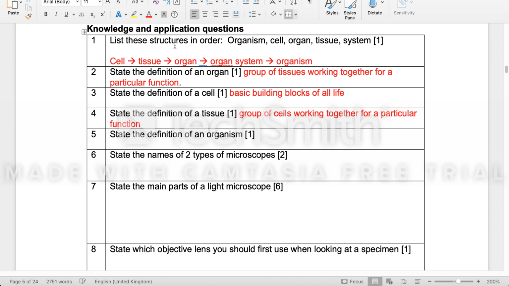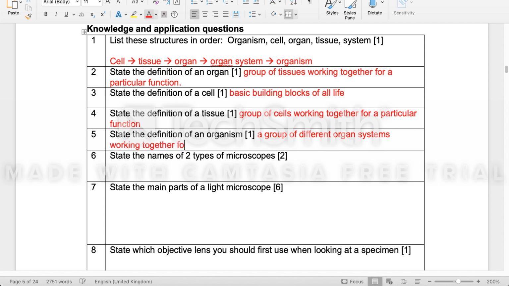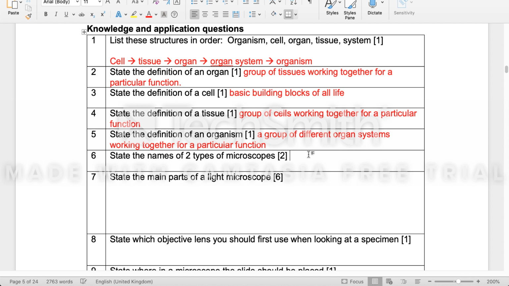And then the last one, what is an organism basically? An organism is, at the very basic point of view, a group of different organ systems working together for a particular function. And that function is literally to keep you alive. Okay? All right, so what are the 2 types of microscopes?